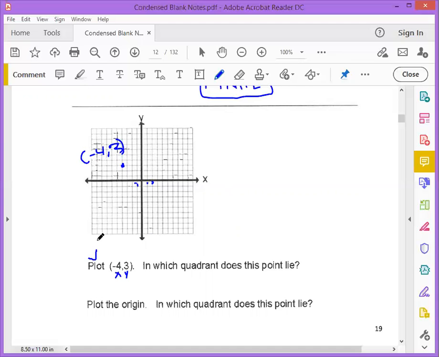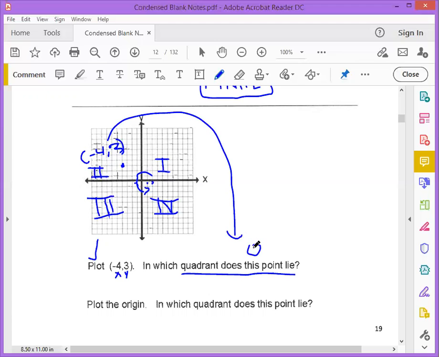Now, after we plot the point, the second part of the question says, in which quadrant does this lie? Remember, you have 4 quadrants in the coordinate plane. In the upper right-hand corner, that's quadrant 1, and we use Roman numerals to represent the quadrants. Moving counterclockwise, the second quadrant will be in the upper left-hand corner, then in the lower left-hand corner, we have quadrant 3. In the lower right-hand corner, we have quadrant 4. So where is our point? It's right here in quadrant 2. I'll just put Q2.